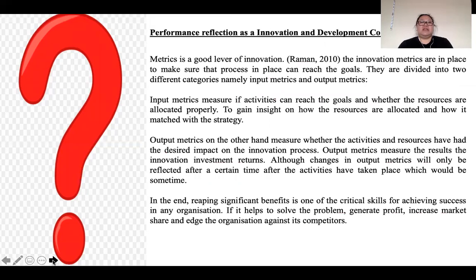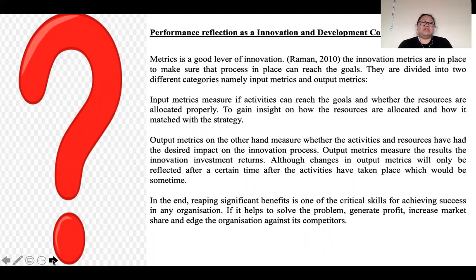Performance reflection as an innovation and development consultant. Metrics is a good lever of innovation. The innovation metrics are in place to make sure that processes in place can reach the goals. They are divided into two different categories, namely input metrics and output metrics. Input metrics measure if activities can reach the goals and whether the resources are allocated properly, to gain insight on how the resources are allocated, and how it matched with the strategy.